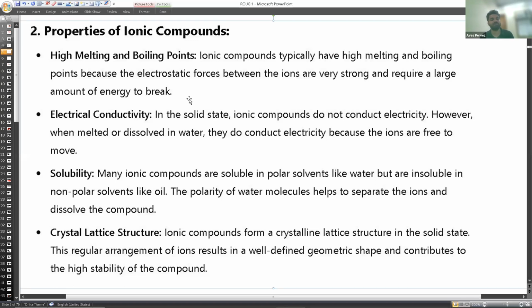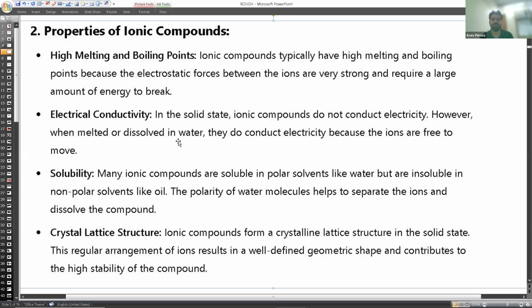So the question comes in, why do ionic compounds have high melting and boiling points? So this is the reason. Ionic compounds do not conduct electricity in solid state. However, when melted or dissolved, they conduct electricity because the ions are free to move.